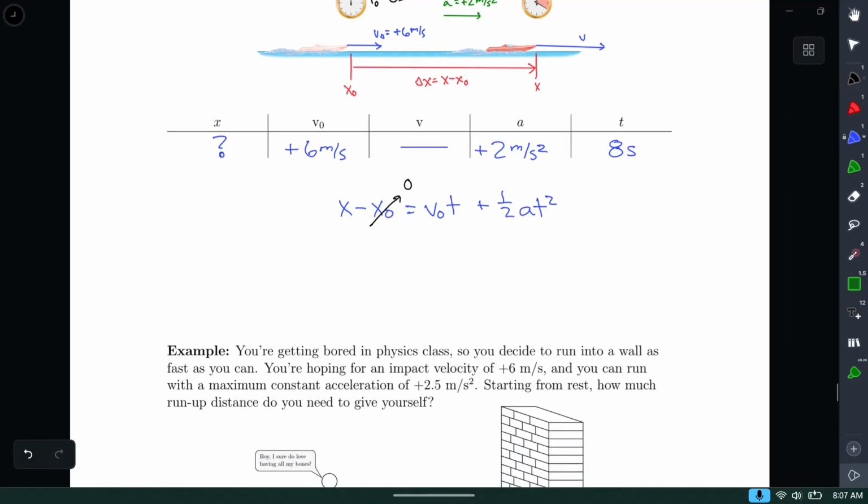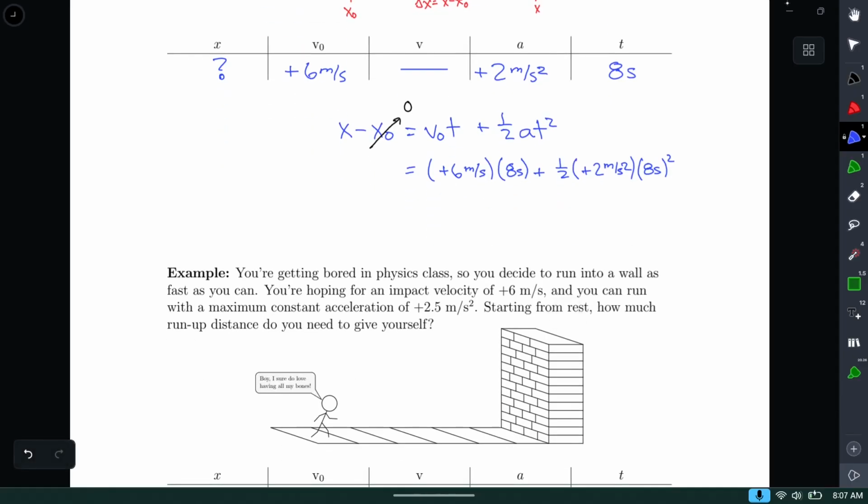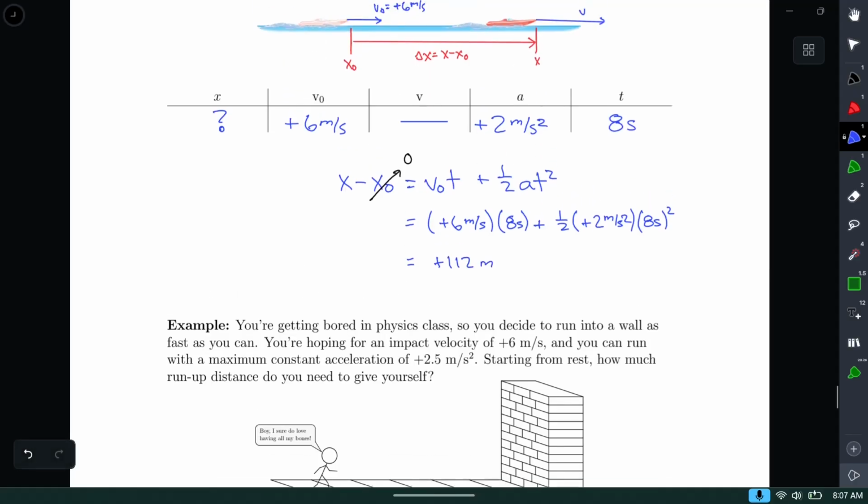Okay, so now we can finish this out. The velocity was 6 meters per second. Time was 8 seconds. Acceleration was 2 meters per second squared. And then again, time was 8 seconds. We square it. We should get about, it's something like 110 to 112 meters.